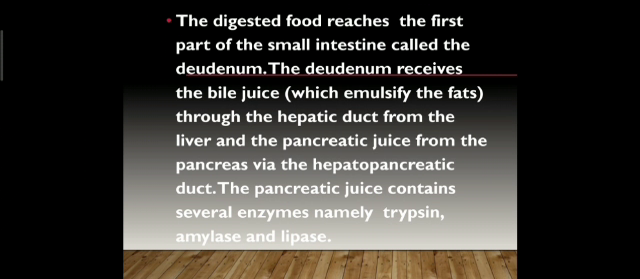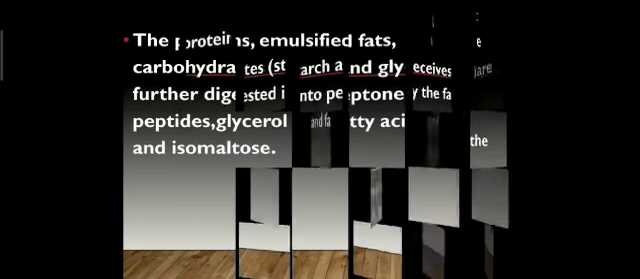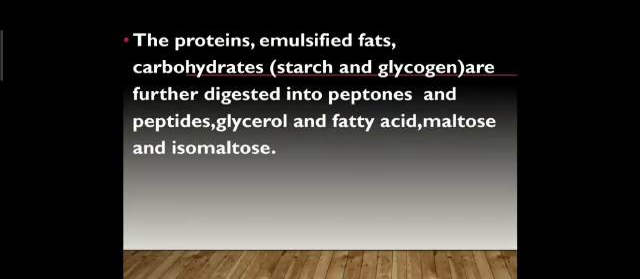The digested food reaches the first part of the small intestine, called the duodenum. The duodenum receives the bile juice, which emulsifies the fats, through the hepatic duct from the liver, and the pancreatic juice from the pancreas via the hepatopancreatic duct. The pancreatic juice contains several enzymes, namely trypsin, amylase, lipase, etc. The proteins, emulsified fats, and carbohydrates, starch and glycogen, are further digested into peptones and peptides, glycerol and fatty acids, and maltose and isomaltose.